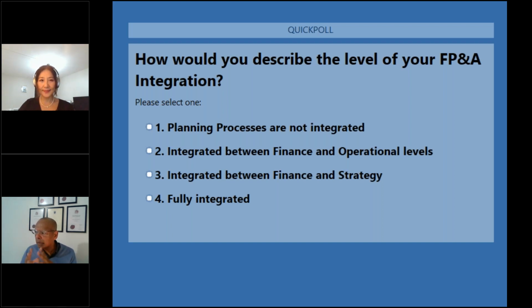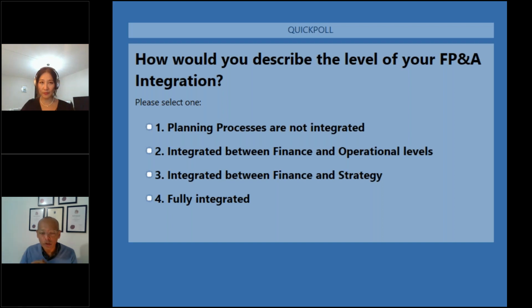So, are planning processes integrated? First one, they are not integrated at all. Second option, integrated between finance and operational levels only. If you think of the slide I shared, the third option is integrated between just finance and strategy. And the fourth one is all three are integrated, so it's fully integrated. Once again, how would you describe the level of your FP&A integration?